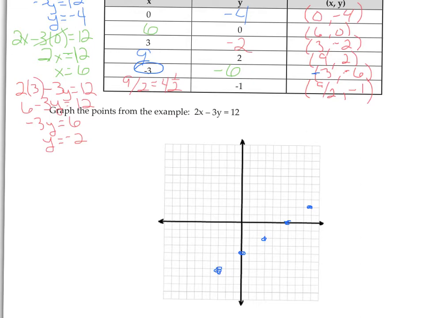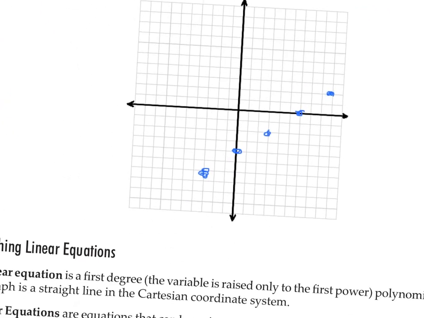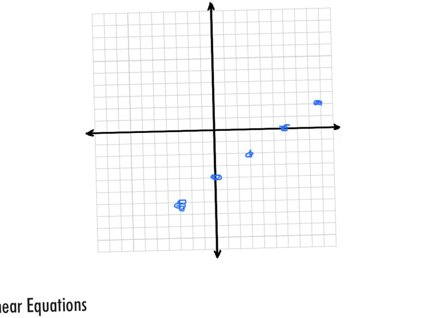And 9 halves, which is 4 1/2, negative 1. So we're going to go one, 2, 3, 4, and a little bit. 4 1/2, negative 1, and it'll be right there. And it does line up with the others. There we go.